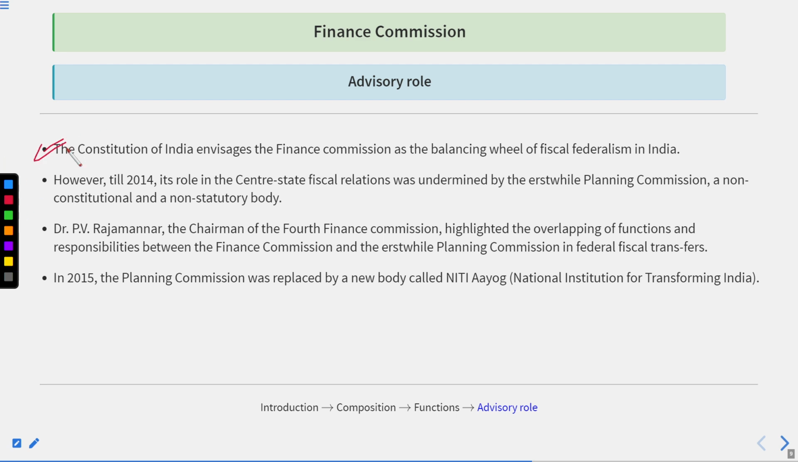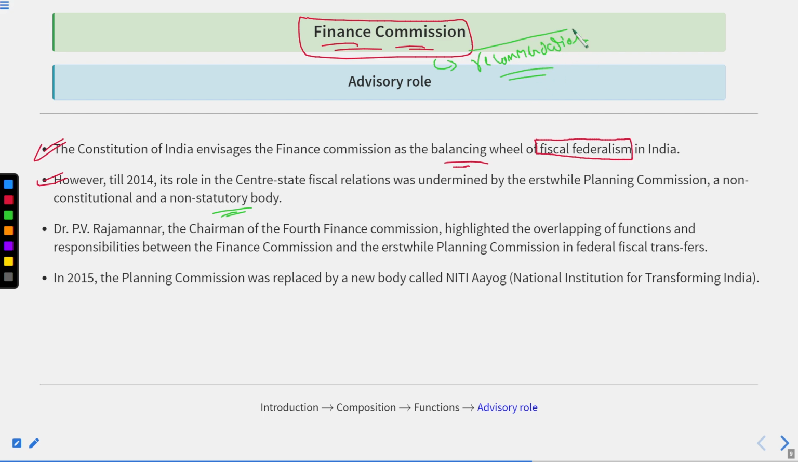Thereafter, the Constitution of India envisages the Finance Commission as the balancing wheel of fiscal federalism in India. It means how the fiscal powers are divided between the center and the state, these things are balanced by the inquiry of the Finance Commission. However, till 2014, its role in central-state fiscal relations was undermined by the erstwhile Planning Commission, a non-constitutional and non-statutory body. Why? Because whatever recommendations the Finance Commission made, these recommendations had nothing to do before the Planning Commission, because the Planning Commission was the main body in India till 2014, which had the concentration of all the resources of this country.